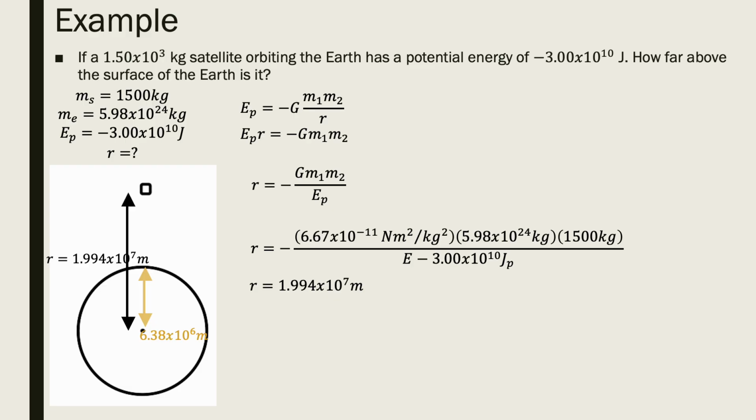So to get that distance from the surface to the satellite, we should be able to do some subtraction. So the height above is 1.994 times 10 to the 7 minus 6.38 times 10 to the 6 meters, which gives us a height above the surface of 1.36 times 10 to the 7 meters.